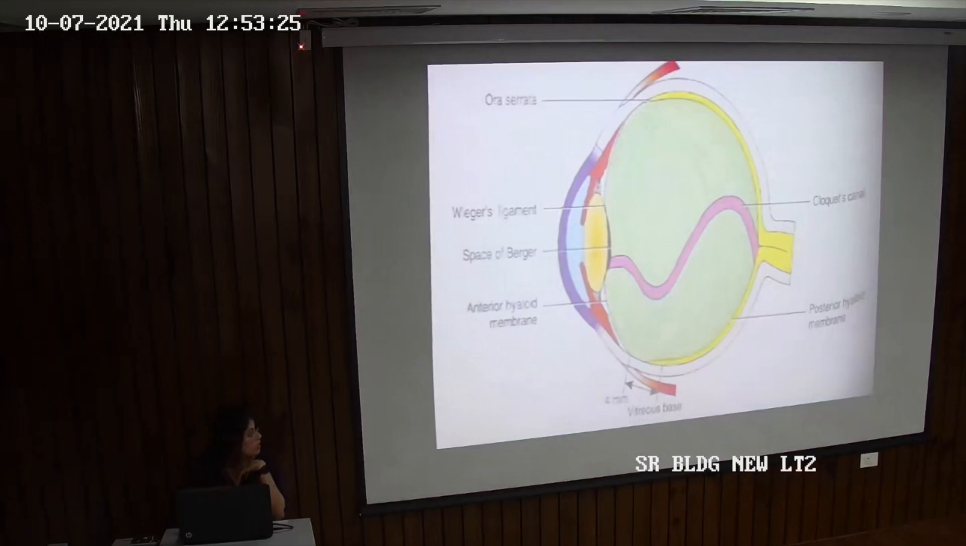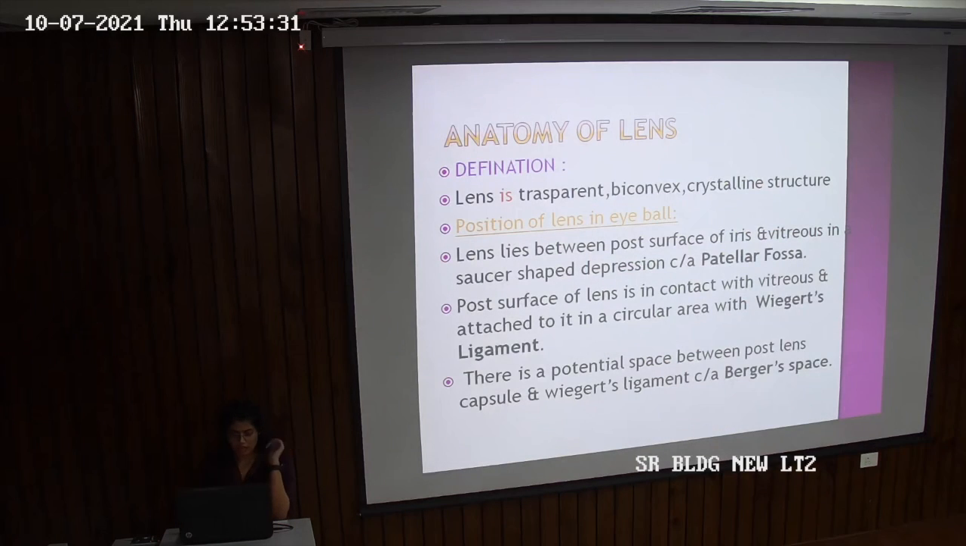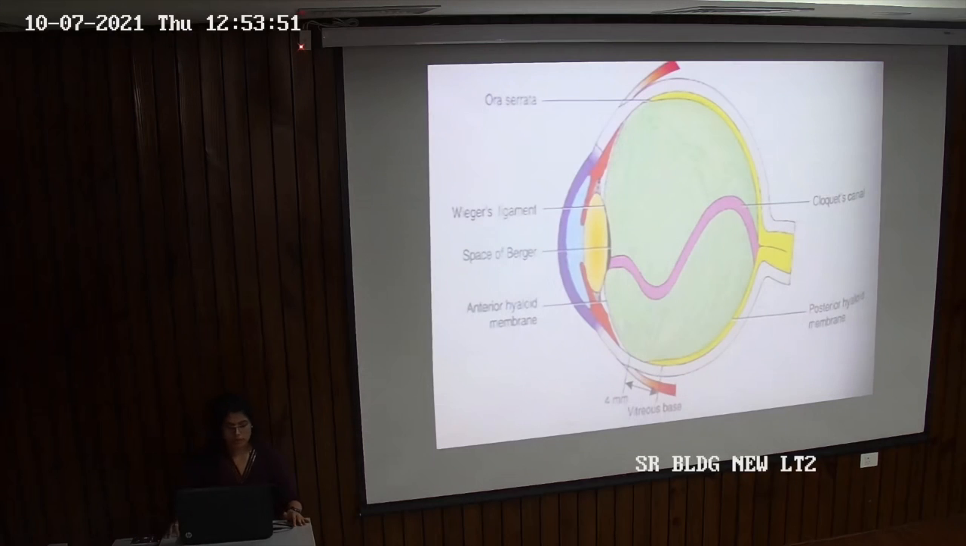Now we are going to know the connectivity also. I have a pictorial representation, so look into this. The posterior surface of the lens is in contact with the vitreous and attached to it in a circular area by the Wieger's ligament. There is a potential space between the posterior lens capsule and the Wieger's ligament, known as Berger's space or the retrolental space. Pictorially you'll come to know where these lie. This is the anterior hyaloid membrane of the vitreous, which attaches backwardly to the posterior lens capsule. The space of Berger, or retrolental space, is not labelled here; I am just telling you verbally.